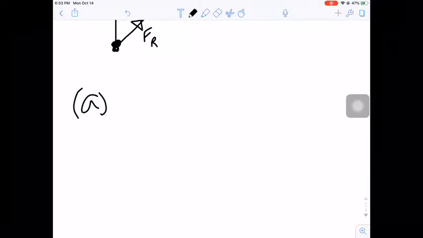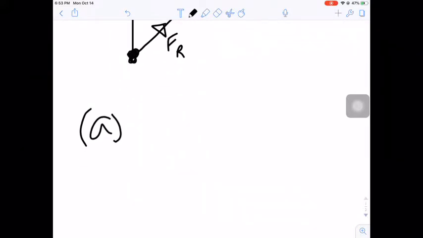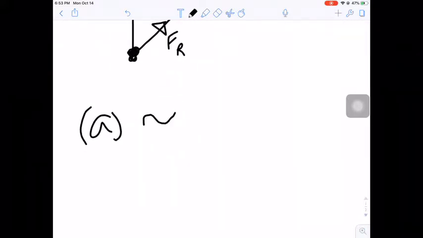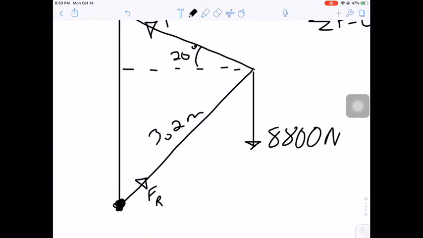So first, what I'd like to do is set up a torque equation. First we have to pick a pivot point. I'll choose this point, so that cancels out the FR. What I learned while doing this problem is that wherever you pick your pivot point, all the forces acting at that point you can basically forget about, because it takes away when you choose that pivot point. You're just focusing on the other forces.